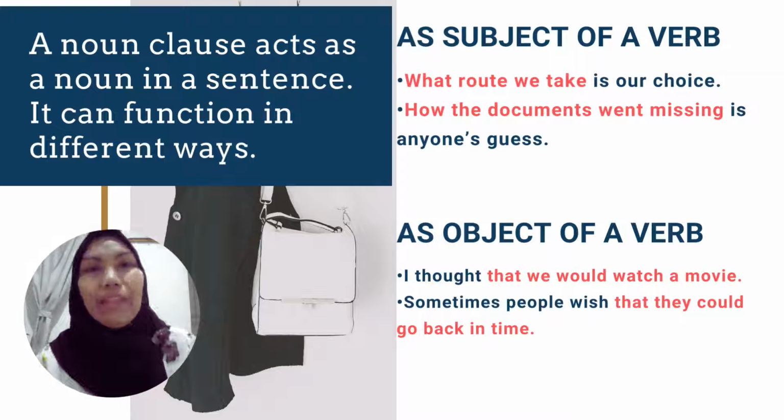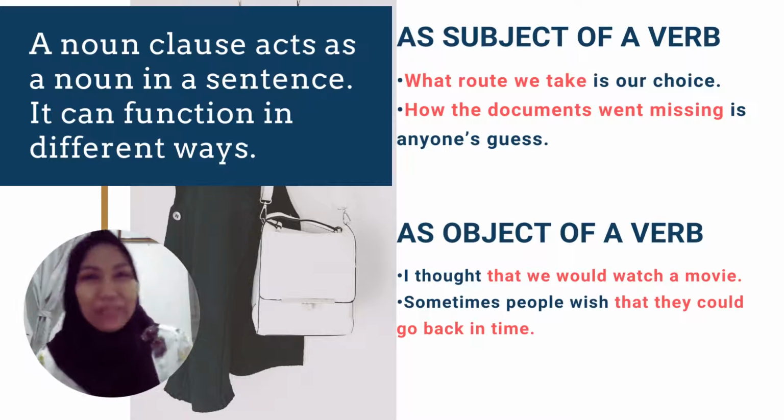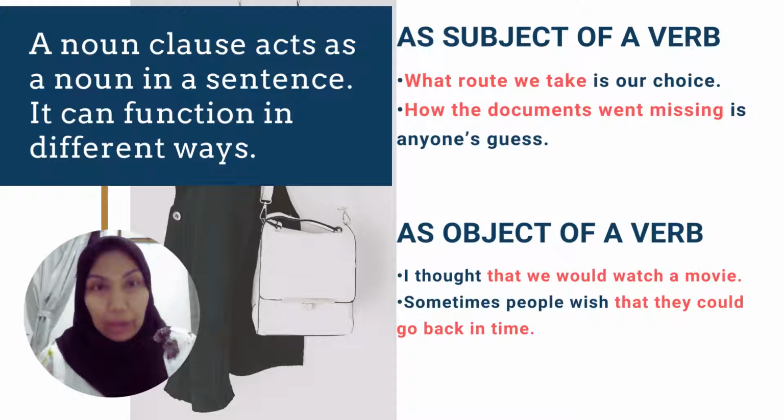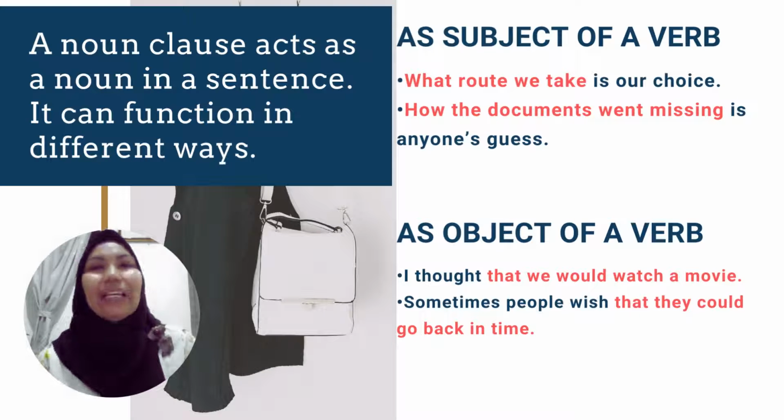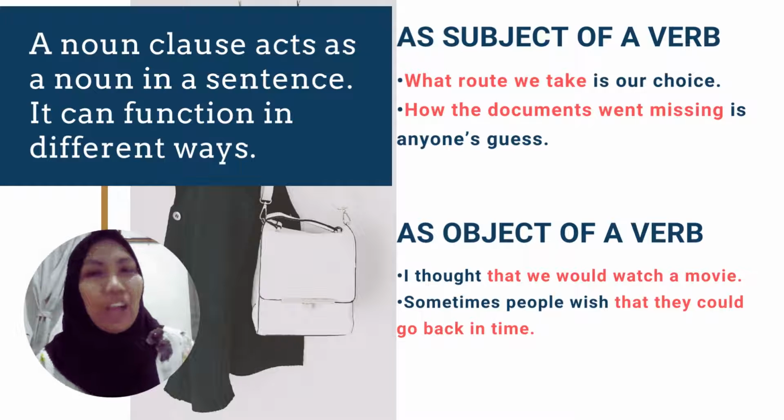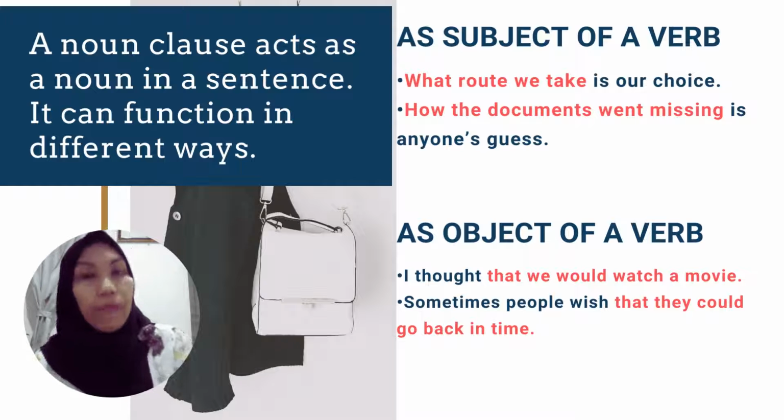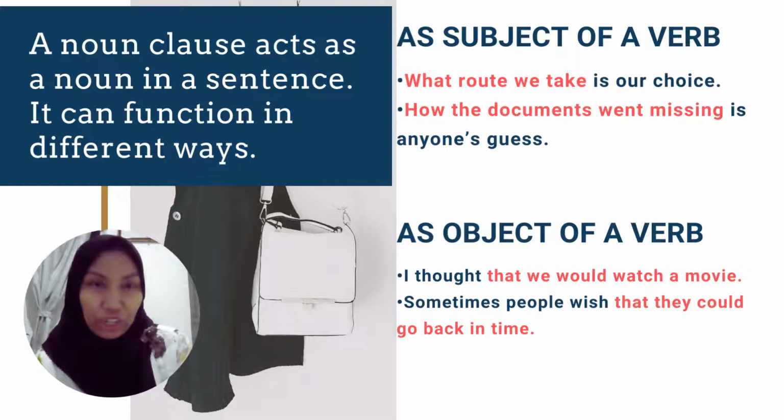Now, let us see the function of the noun clause itself. The noun clause can act as subject of a verb. For example, for the sentence, what road we take is your choice. The second function is as the object of a verb. For example, I thought that we would watch a movie.